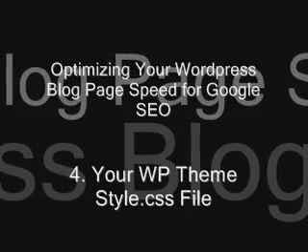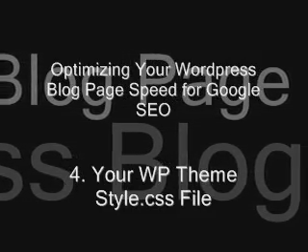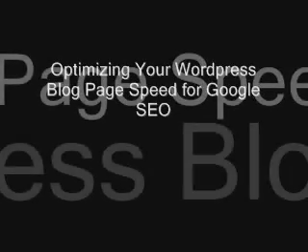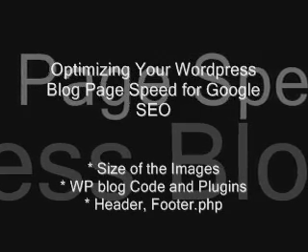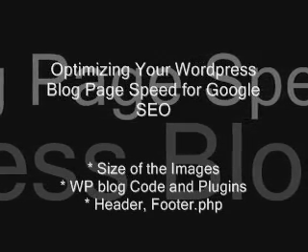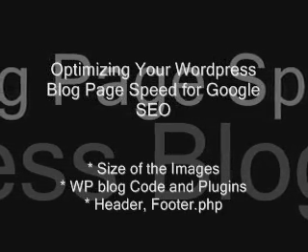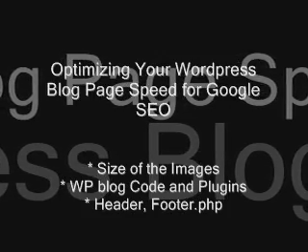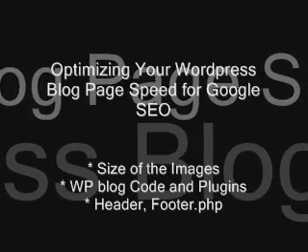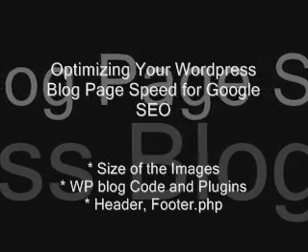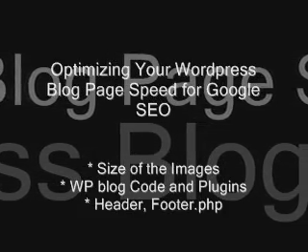Okay, before I finish this video, I would like to do a quick recap. Just remember that to optimize your page speed for Google SEO, you need to do the following few things. Optimize your WordPress blog images for page speed. Optimize your WordPress blog code and plugins, look into the Header.php and Footer.php, and then remove all the extra code that you do not need. Also look into your CSS style and go through it.